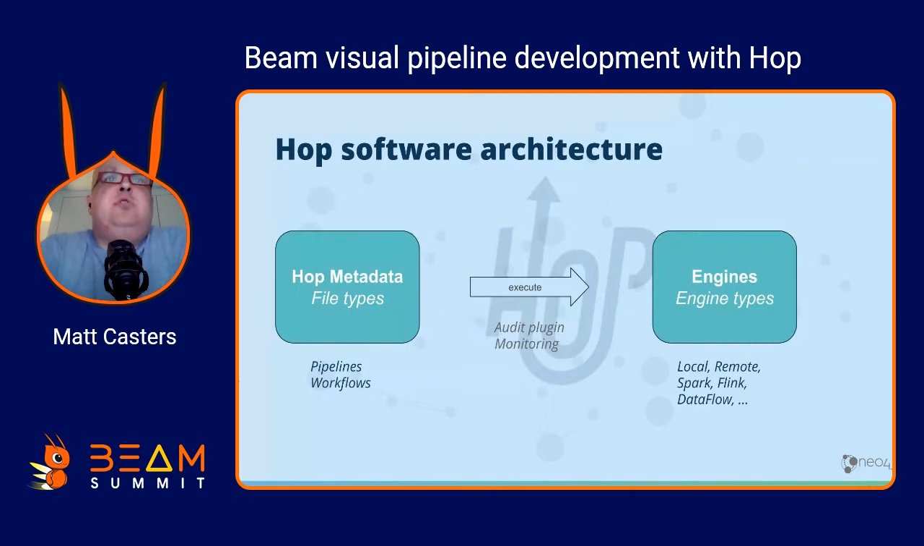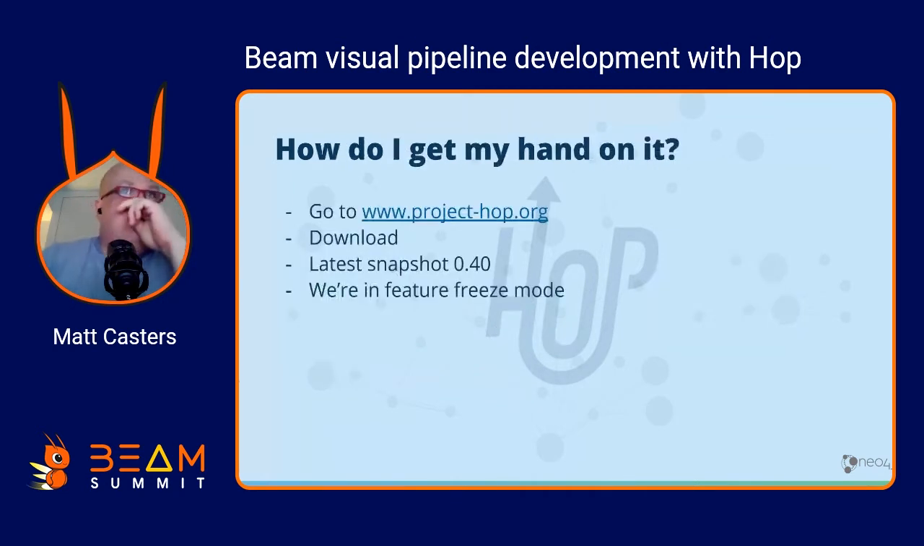The software architecture of Hop is very similar to a Beam pipeline in the sense that you have the pipeline, the Hop metadata, but it works for both pipelines and workflows. And then we execute it using certain configurations on a certain engine, or in Beam terminology, the runner. We can have the classical Hop local engine, which is a simple multi-threaded engine. We can execute it remotely, but also on Beam Spark, Flink, Dataflow.